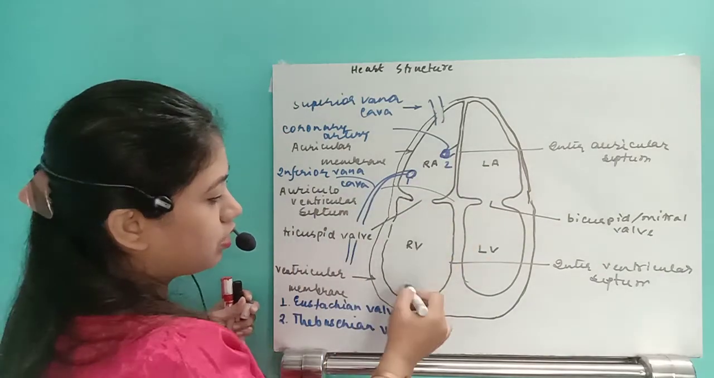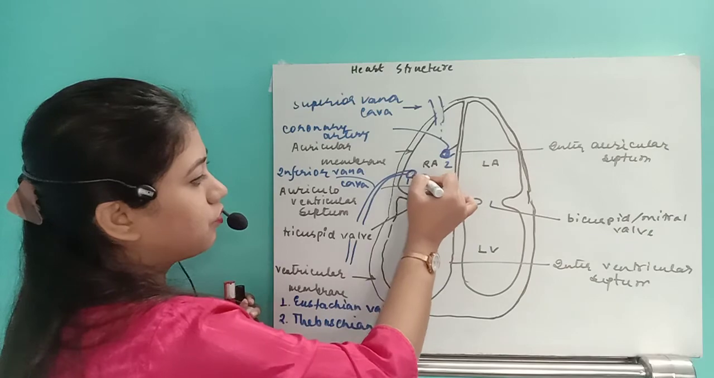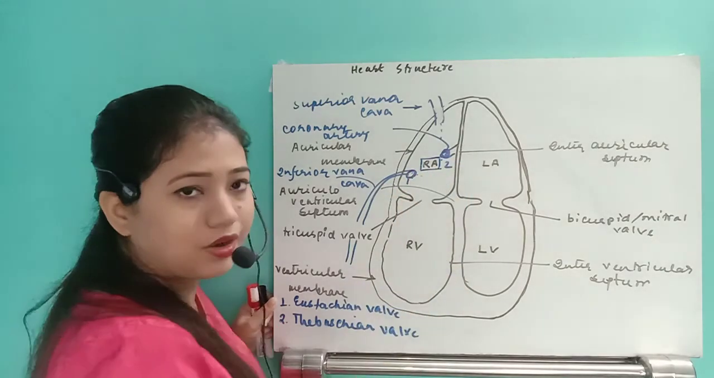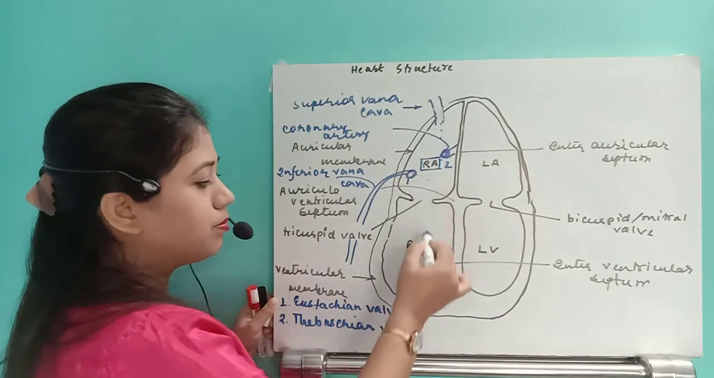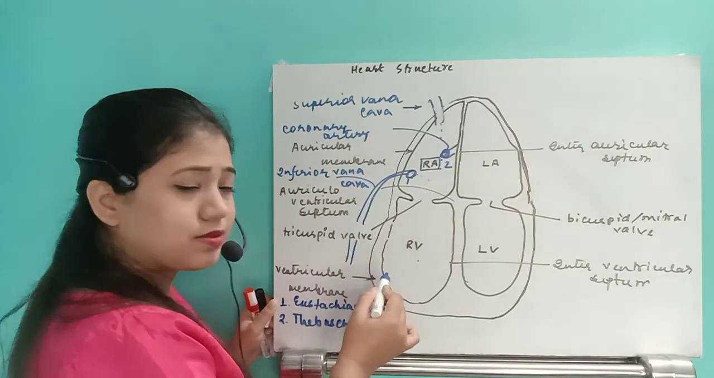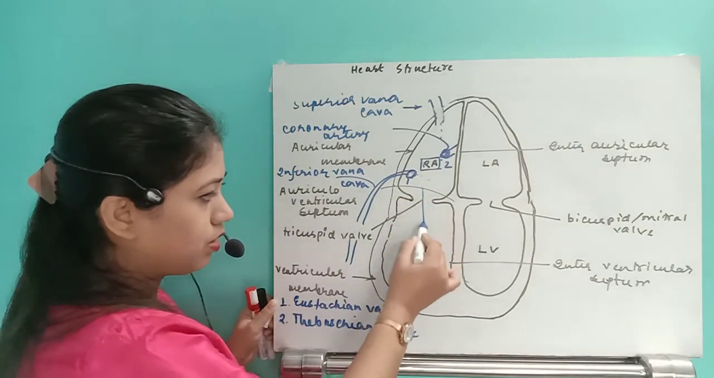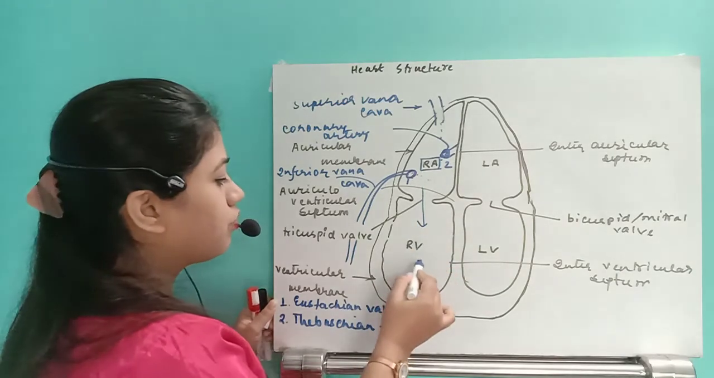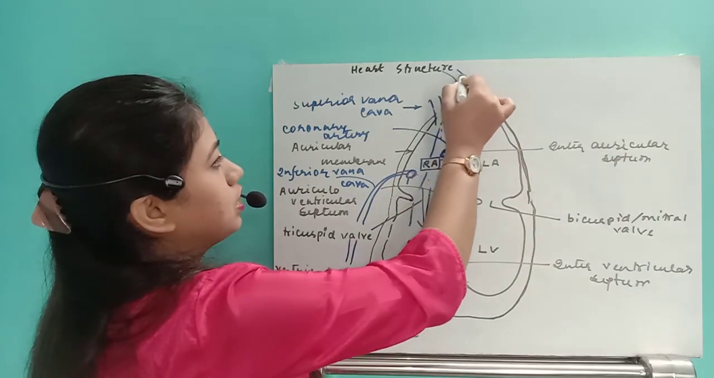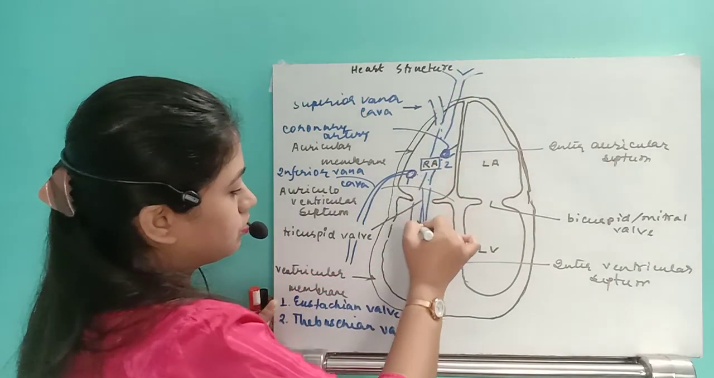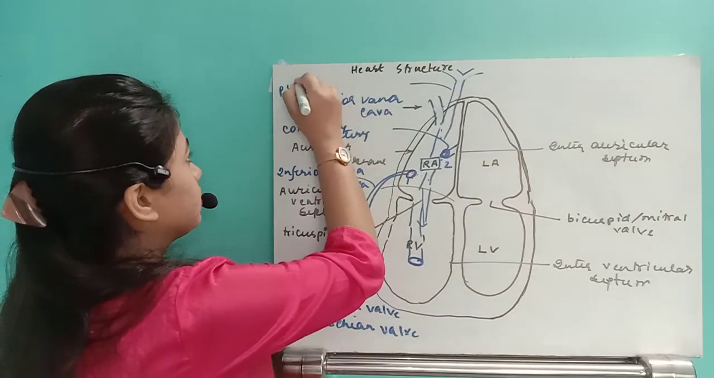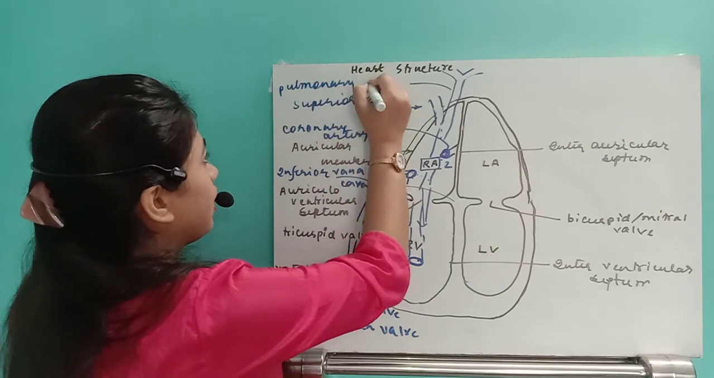Then the blood that comes from all sides of the body comes to the right auricle. From the right auricle, blood will be pumped to the right ventricle through the opening of the tricuspid valve. The tricuspid valve will open, and the deoxygenated blood will go to the right ventricle. From the right ventricle, the blood will go once again to the lungs so that it can get oxygenated. What is this? This is known as the pulmonary artery.